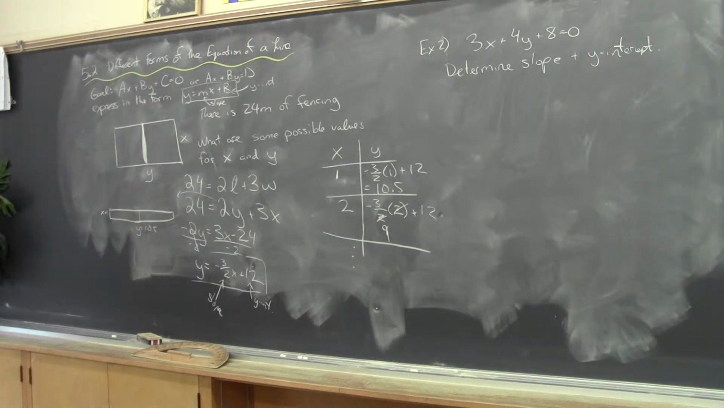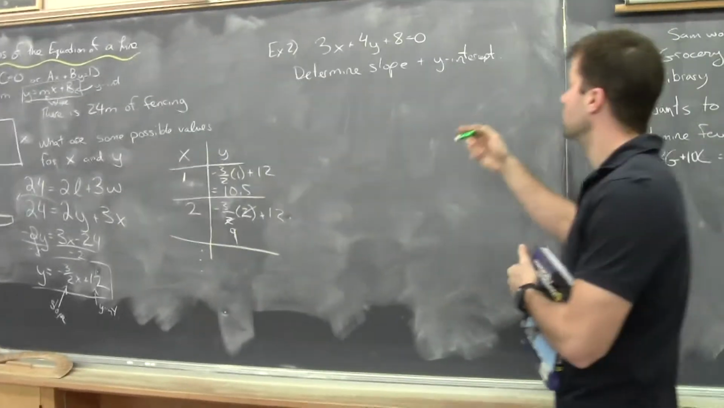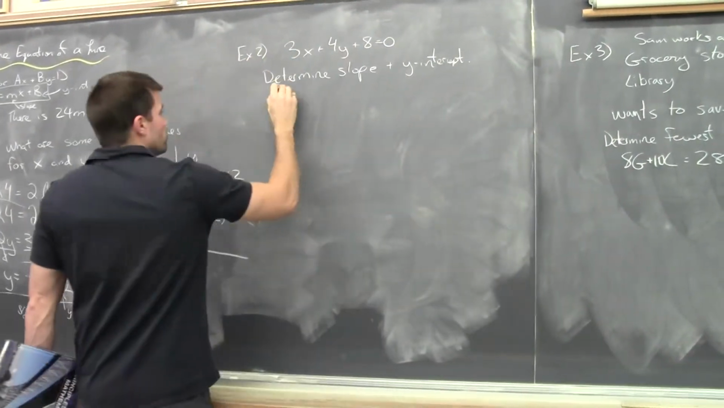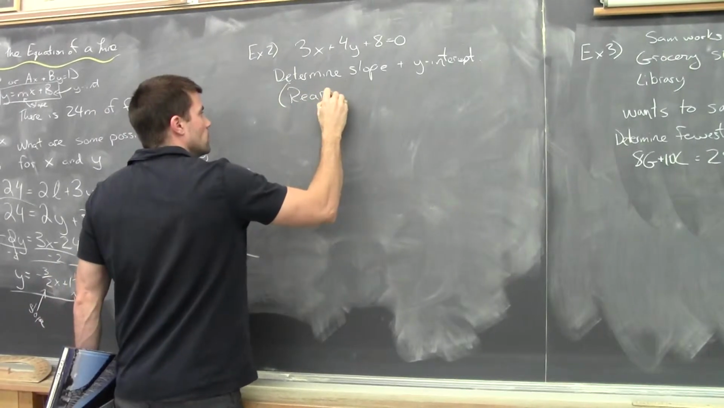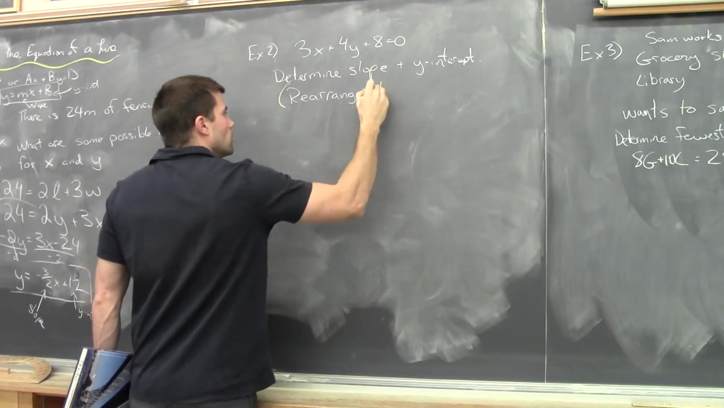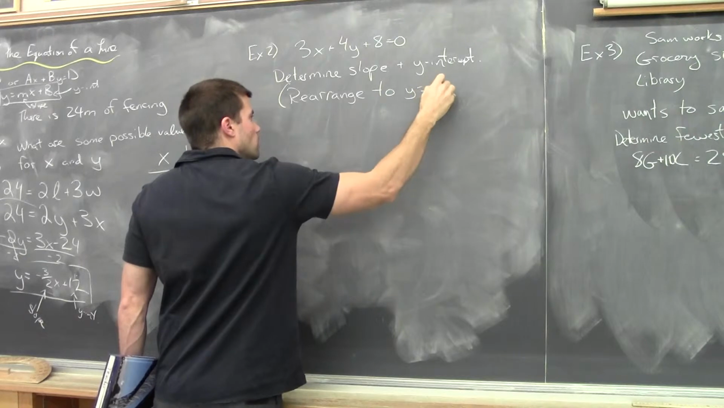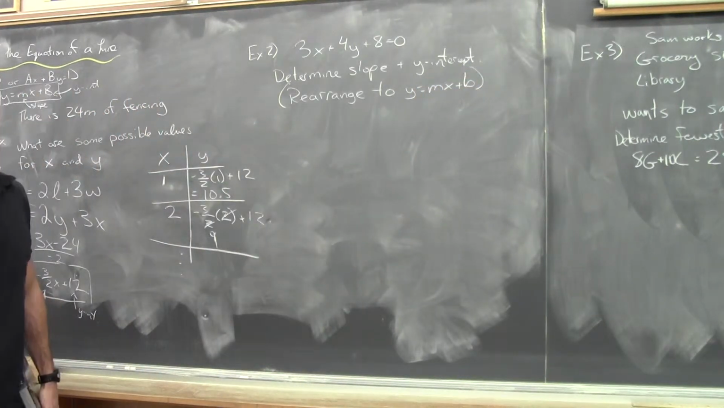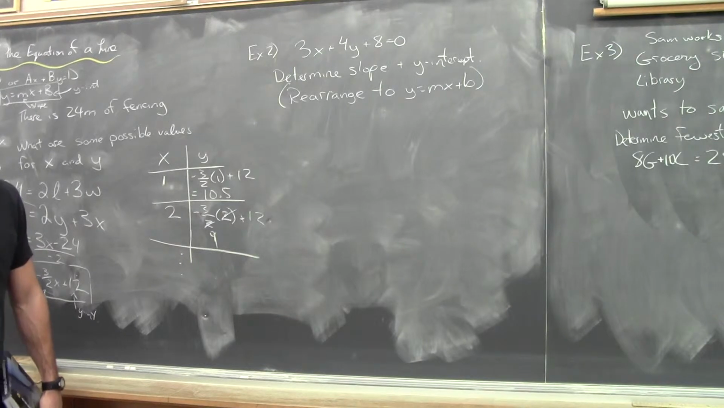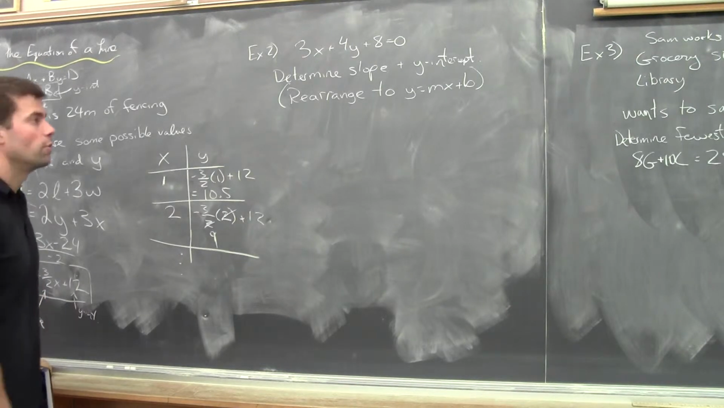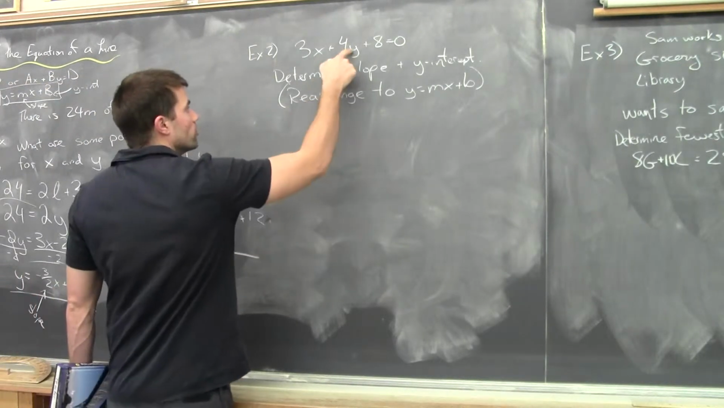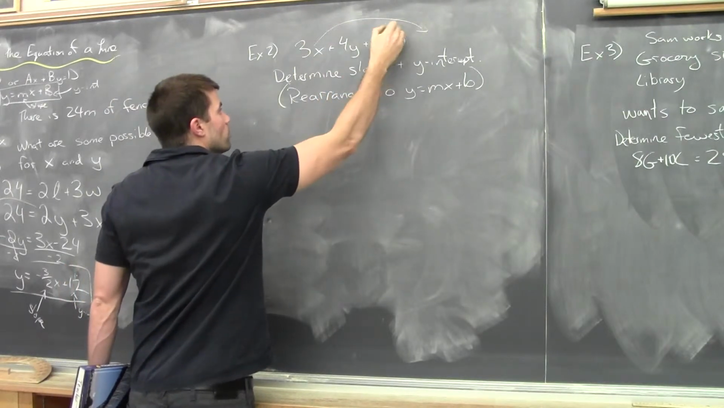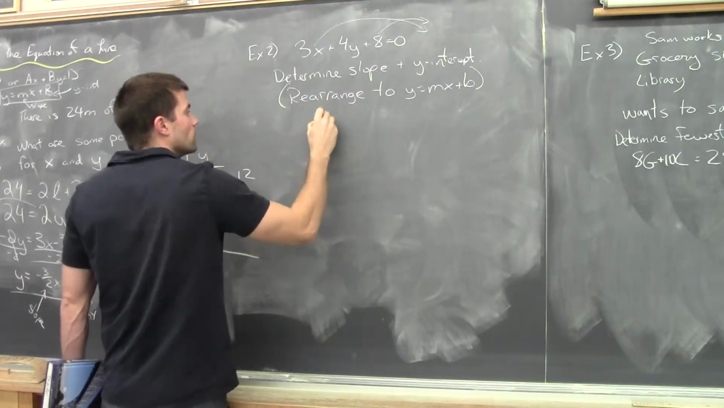All right, example 2. It says determine the slope and the y-intercept. So basically what it's asking us to do is rearrange to y equals mx plus b, because once we do that, we can then know the slope and the y-intercept. So first things first, I want to move everything away from the y value, keeping the y on the left-hand side.